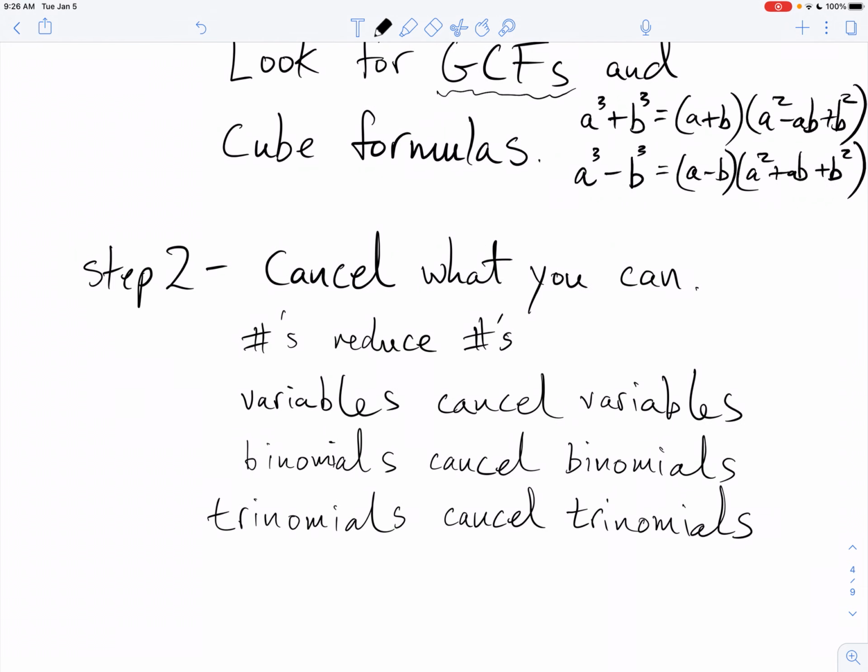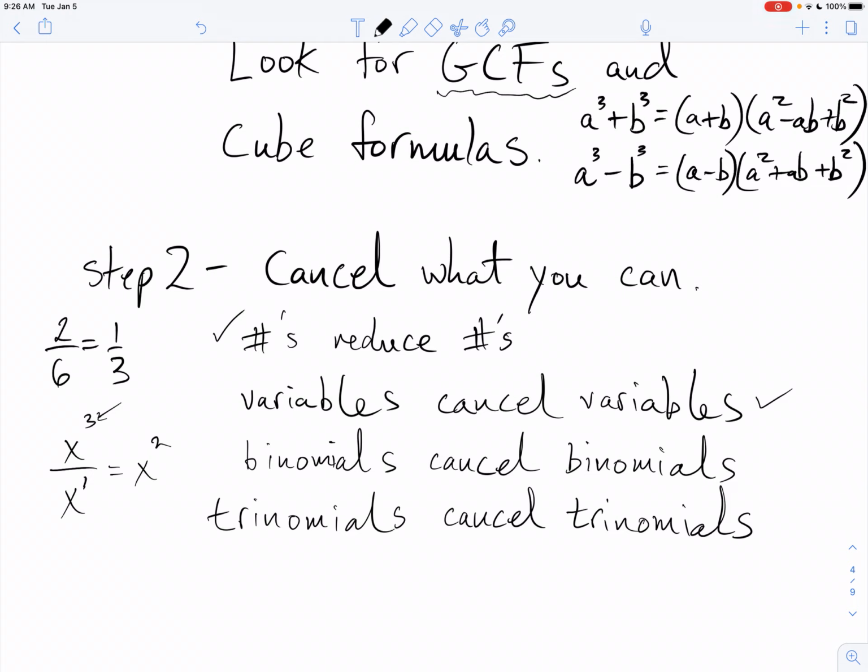Numbers reduce numbers. So if I have 2/6 in my answer, I would call that 1/3. That's what this is all about. Numbers reduce numbers. Variables cancel variables. Well, that's the quotient rule. We just talked about it. If I have something like this, I would say, hey, this guy is bigger, so I would subtract their powers. So that's what variables cancel variables is all about.